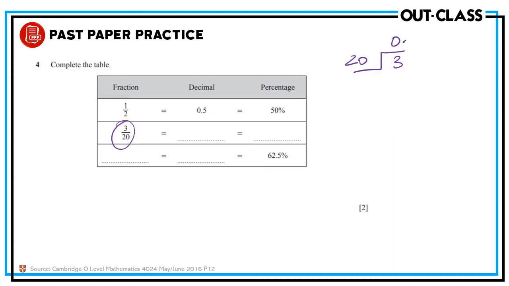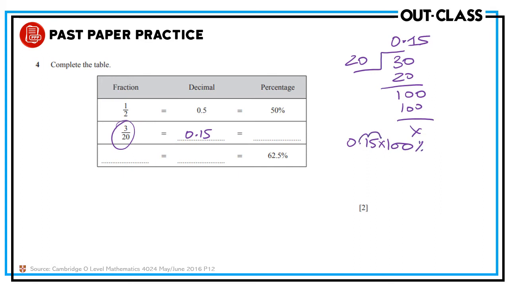You have to put a 0 point. You can bring a 0 down. 20 ones are 20, 1 0. You can bring another 0 down, and 20 fives are 100. So you get 0.15. What is it as a percentage? You just have to multiply, remember, by 100%, which just means multiplying by 100, so the decimal moves 2 places, and you just get 15%. So this one was easy.